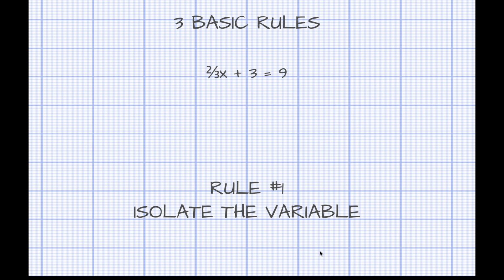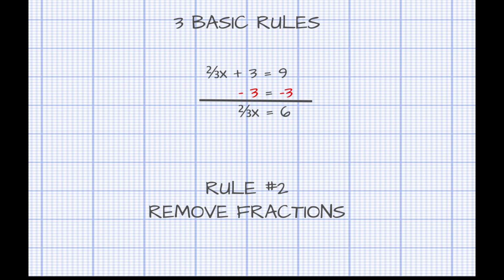So to move 3 to the other side of the equal sign, you have to subtract 3 on both sides. Now we have 2/3 x equals 6. The second rule only applies if there is a fraction in the equation. There, we want to remove the fraction by multiplying the denominator to both sides.